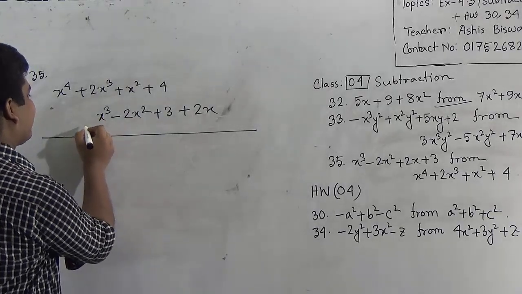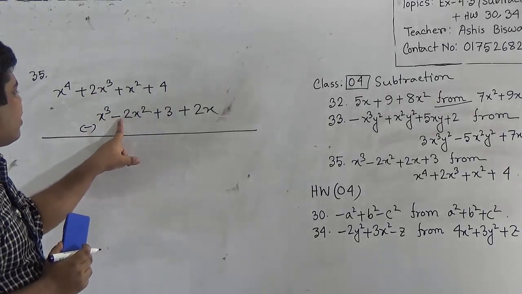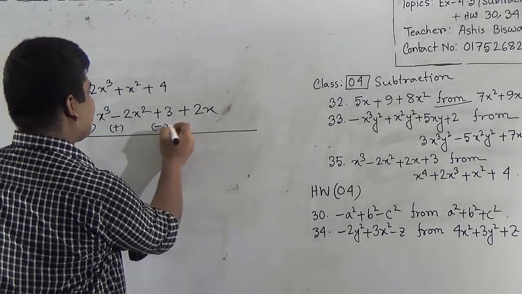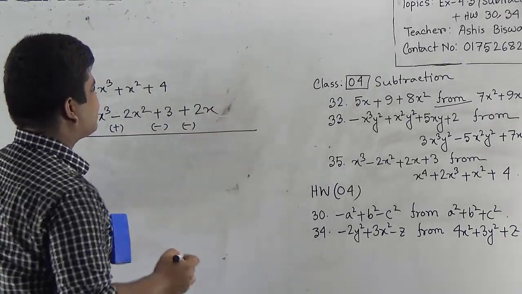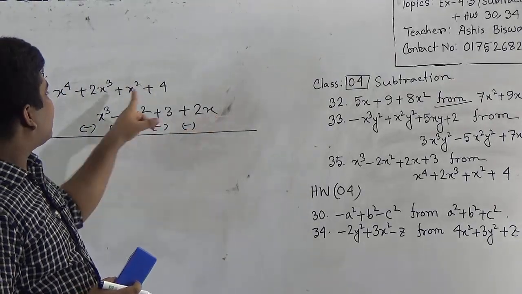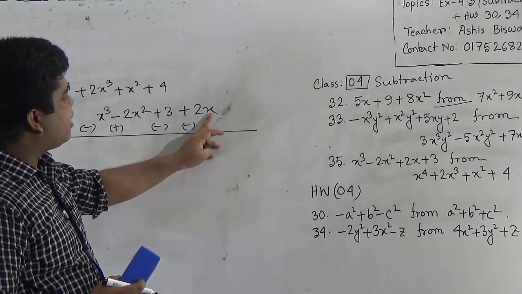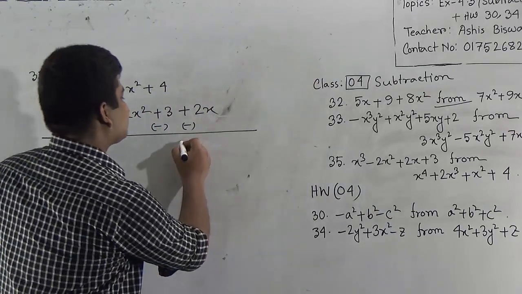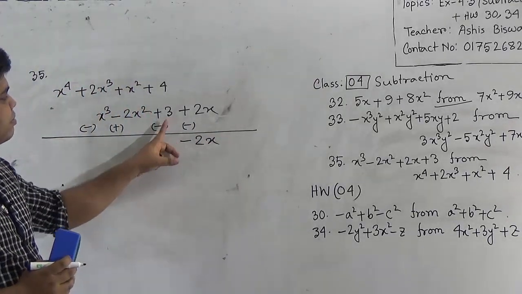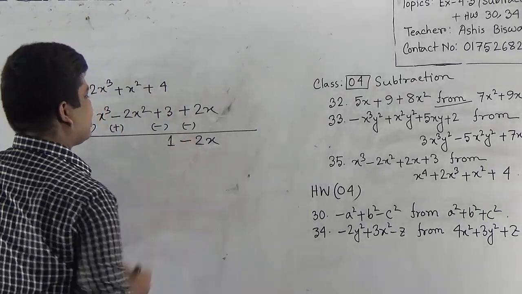Here x cube contains a plus sign and it will be a minus sign. Minus 2x square contains minus and it will be plus. Plus it will be minus. Here plus it will be minus. Here minus 2x, but the second expression doesn't contain any number in x. So we write this minus 2x. Then we subtract this 3 from 4 and we get 1.